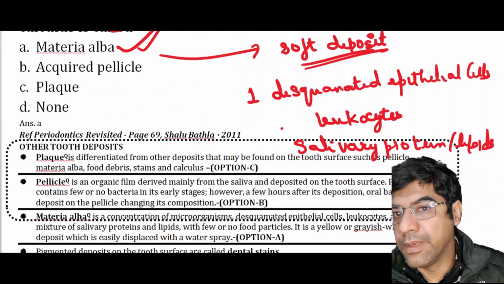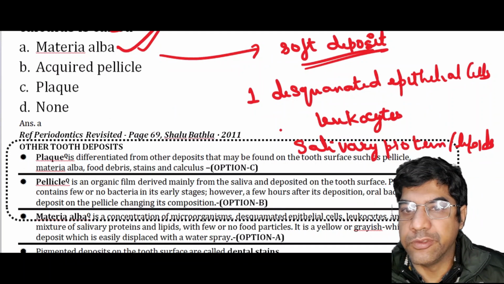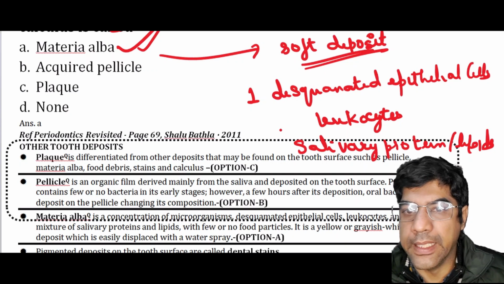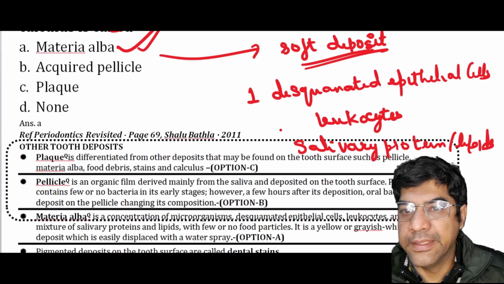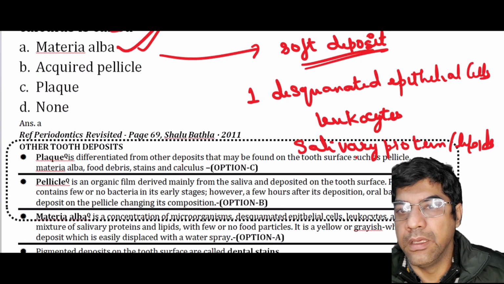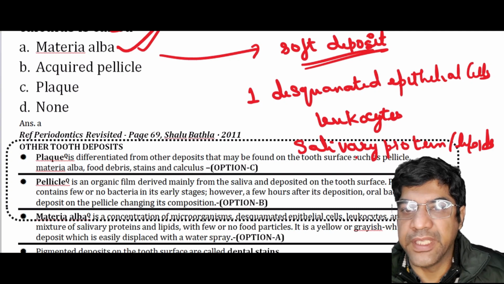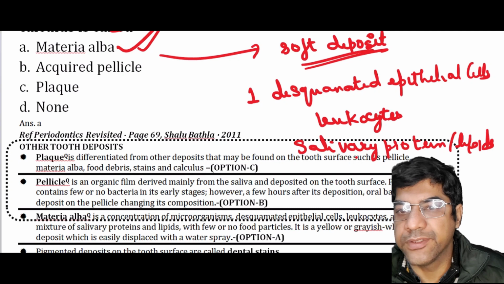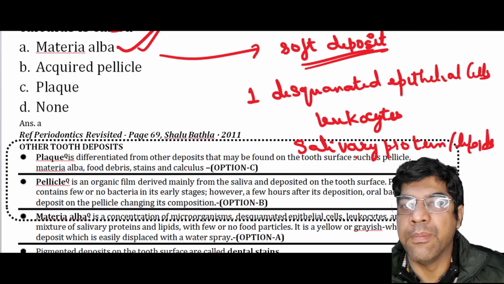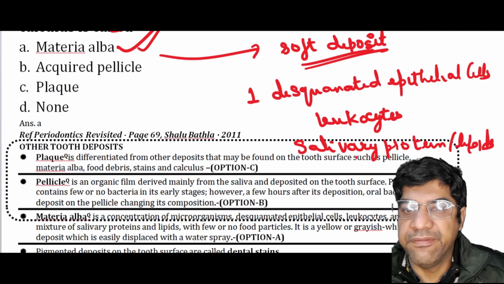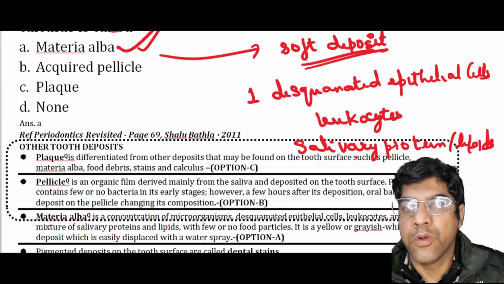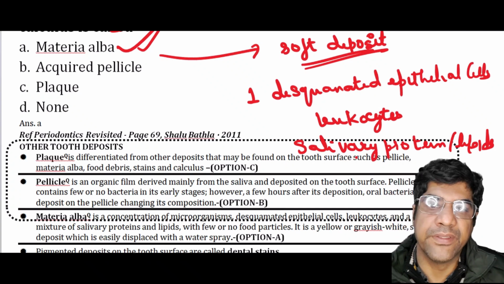Remember the pellicle, it is an organic film that is derived mainly from saliva. It initially contains few or no bacteria and it provides a base for attachment of the dental plaque. Plaque is a soft sticky film of bacteria that forms on the tooth that consists of bacteria, their byproducts and the food debris. So in context of question, the correct answer is indeed materia alba, as it specifically referred to the layer of film containing desquamated epithelial cells, leukocytes and microorganisms over the surface of the calculus.